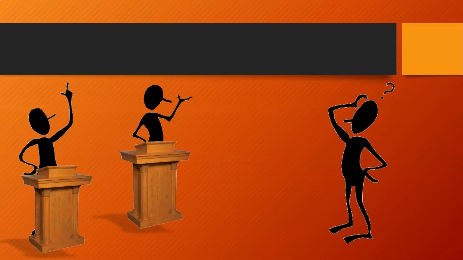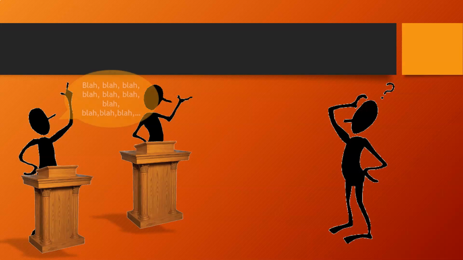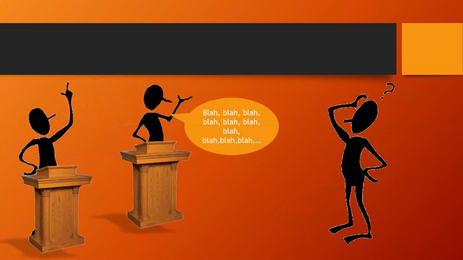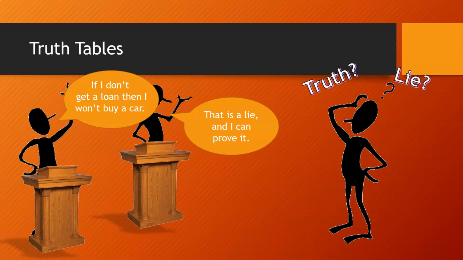When people debate ideas, they go back and forth with their statements. One person says something, and the next person tries to refute what the first person said. It can be really interesting to figure out whether what one person says is the truth or a lie. We can use logic to figure out whether a statement is true or a lie by using truth tables.